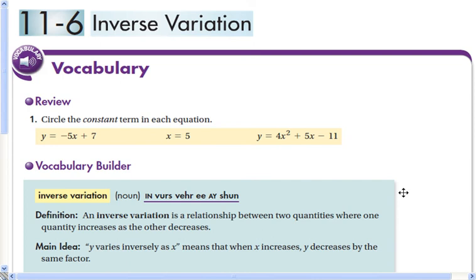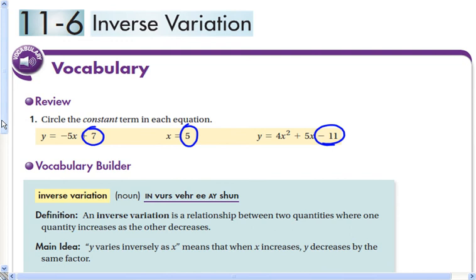Hey students, this is lesson 11.6. So we're going to learn how to write and graph equations for inverse variations and to compare direct and inverse variations. For the review here, it says circle the constant term. That would be 7, 5, and actually this one would be negative 11.